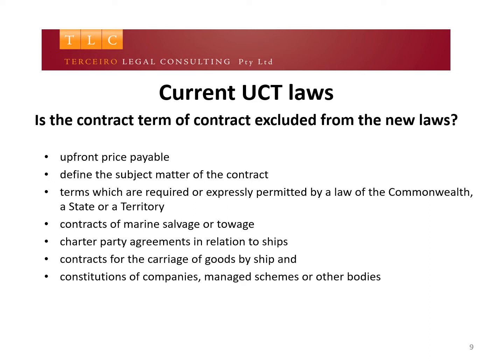Then there's specific exclusions. The first is any terms which are required or expressly permitted under various government laws. Then there's a range of exclusions in relation to the shipping industry, marine salvage, towage, charter party agreements, and contracts for the carriage of goods by ship. And then a final exclusion in relation to constitutions of companies, managed schemes, and other bodies. One exclusion that applied earlier was in relation to insurance contracts, but that has been changed and insurance contracts are now covered.